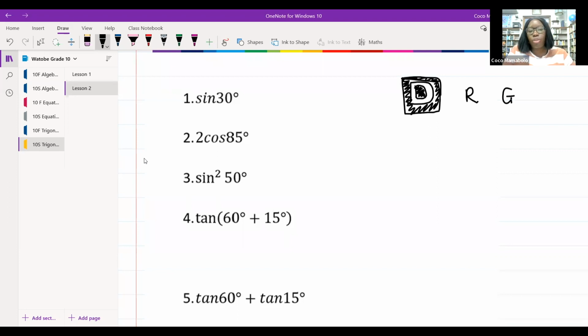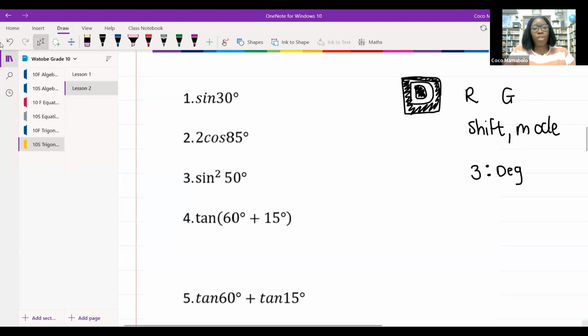If it does not, if it gives you something like an R or a G, what you're going to need to do is click Shift, then Mode. And then you'll see a number over here, DEG. Click whatever number that is. My number on my calculator says 3, so I would click 3, and then you'll see that it will change to the D on top.